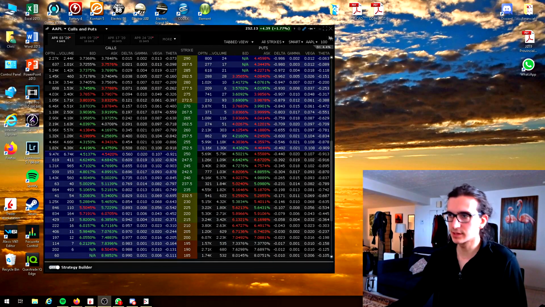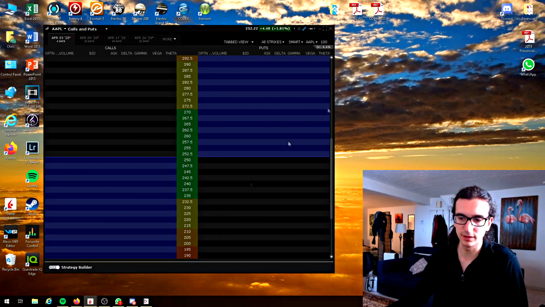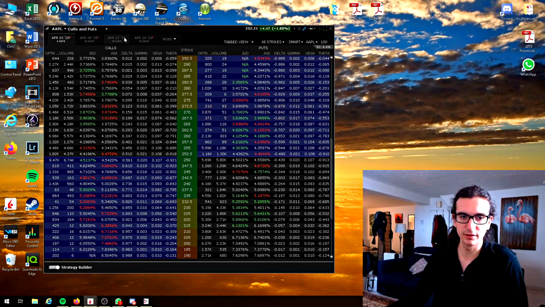So in Trader Workstation, you can choose to show your option prices in volatility instead of in actual prices. And this actually makes more sense. And apparently professionals view option prices in volatility. It's very important to look at implied volatility in the market right now. Currently, the VIX is just under 60.